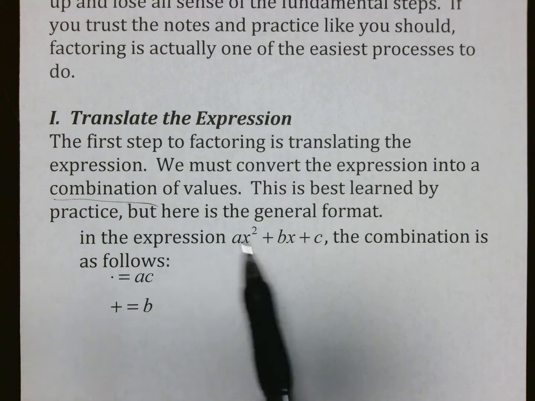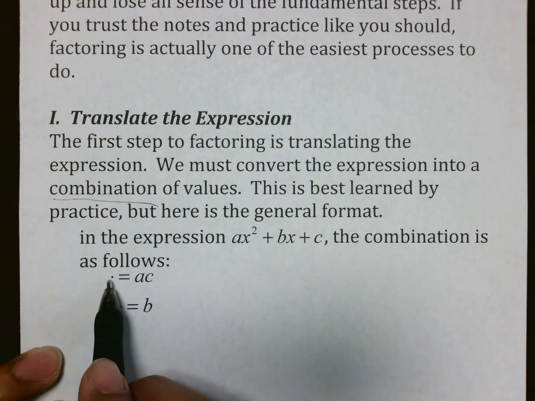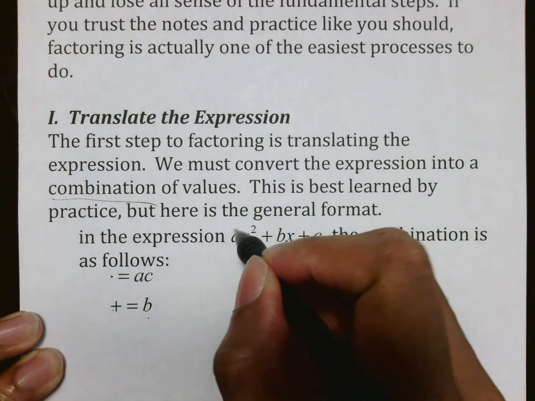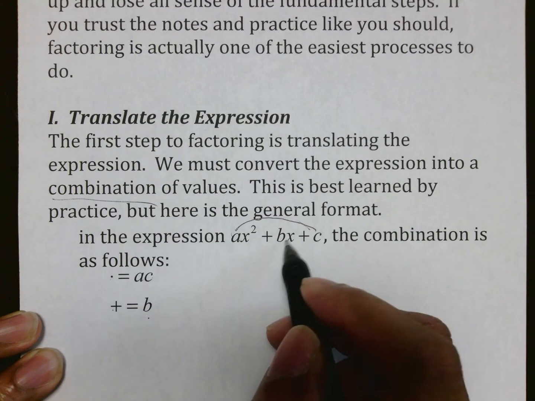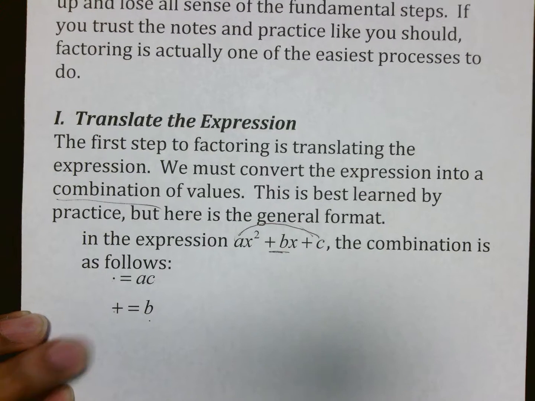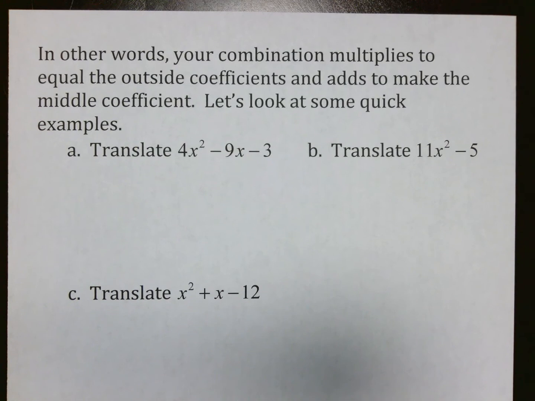So in the expression ax squared plus bx plus c, the combination is that you are looking for numbers that multiply to equal a times c and add to equal b. So I always just kind of write this little rainbow whenever I do it. So multiplies to equal that and adds to equal whatever is there, including the sign, that is. So just keep that in mind. In other words, your combination multiplies to be the outside coefficients and adds to make the middle coefficient.